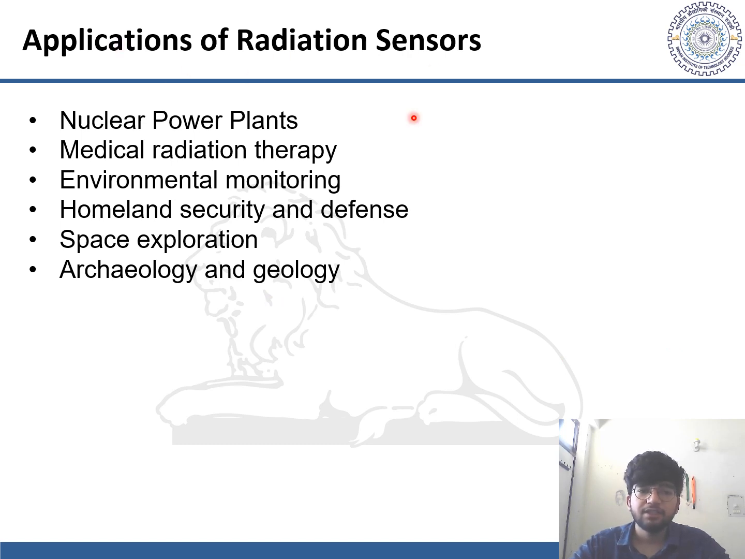The applications of radiation sensors are in nuclear power plants, medical radiation therapy, and environmental monitoring, maintaining the level of radioactive elements and detecting any leakage from the earth or any site. Also homeland security and defense, space exploration, and archaeology and geology. In archaeology and geology, carbon dating or radiation detection is used.